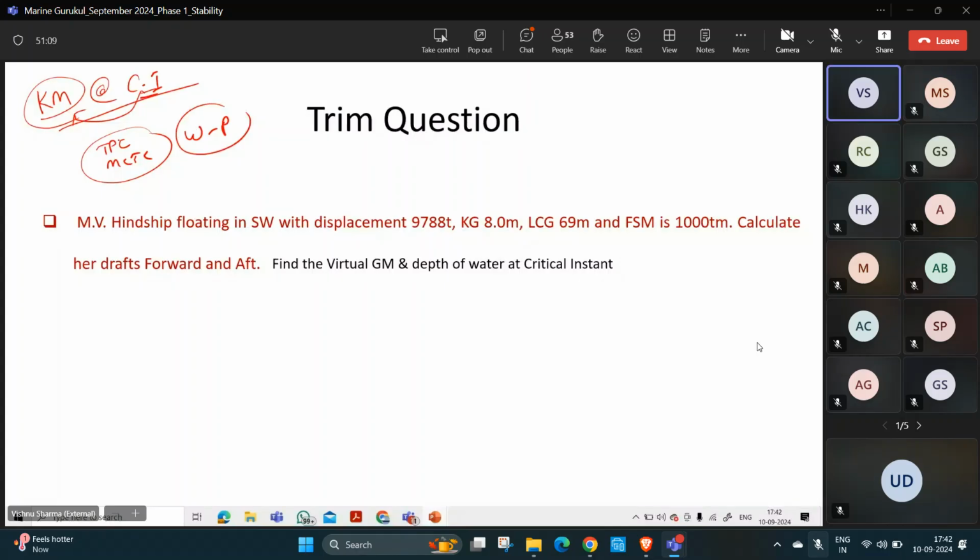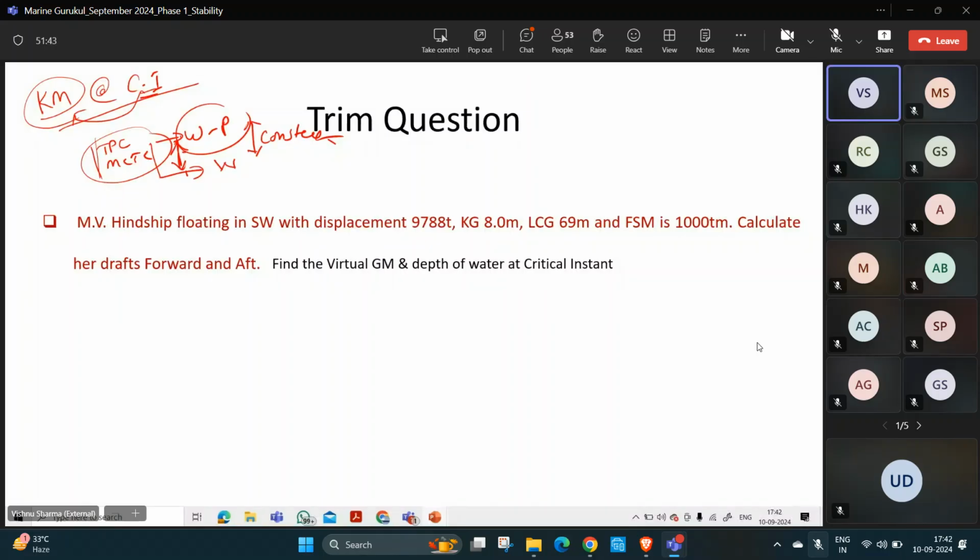Now, this TPC or MCTC is neither for W, nor for W minus P. You are assuming that in this range, both remain fixed or constant. Understood the difference? We are not talking of TPC at W, nor TPC at W minus P. Whichever TPC or MCTC we take, we assume it remains constant in this change of displacement. Correct? Yes or no?